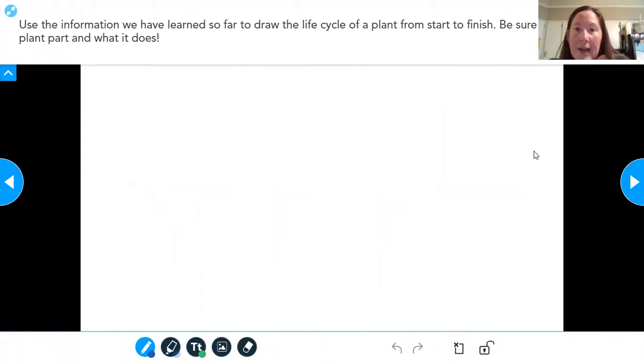So we kind of started that the other day. Now we should have more detail in our life cycle picture. That's what that paper and pencil is used for. I would like for you to draw that picture, use color, and make sure you label the parts of your plants in your life cycle picture.